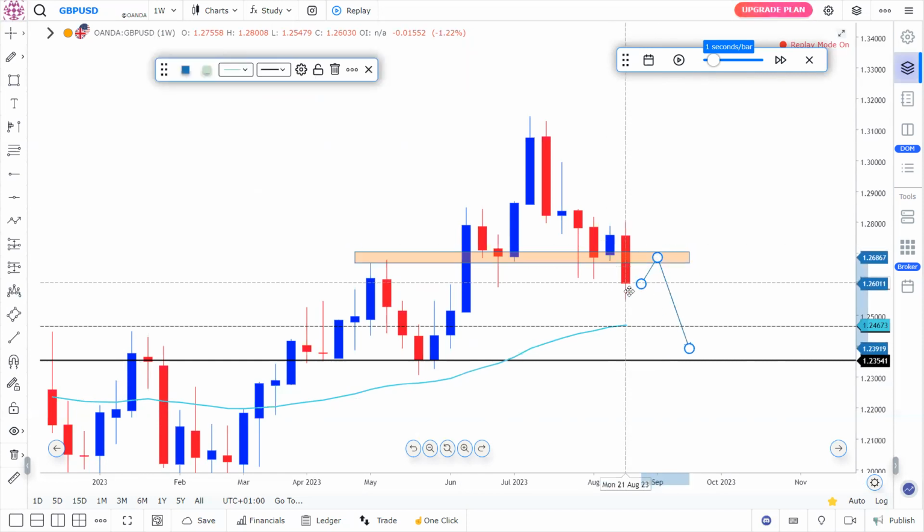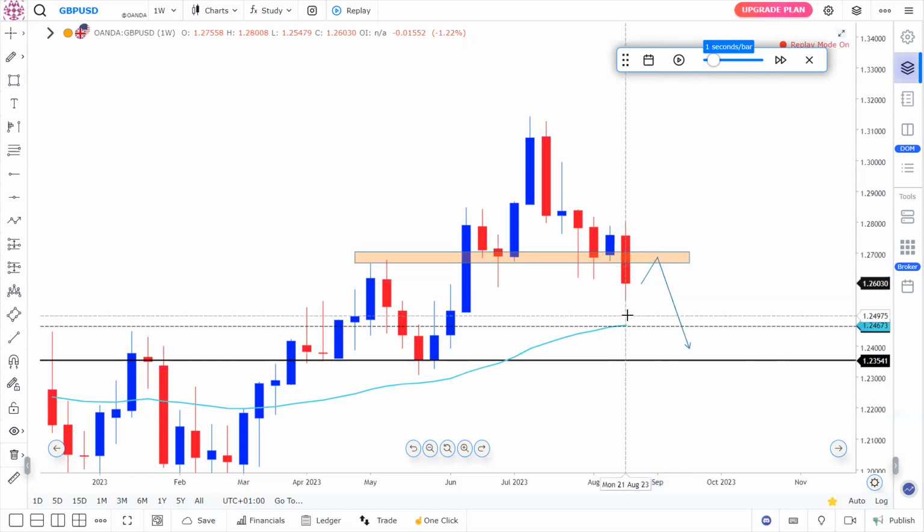So clearly we have a weekly break and close below the neckline of the head and shoulder pattern. Structured level, previously the level acted as a support right here, and then also right here we had the level as a support, and then a broken support becomes a new resistance.